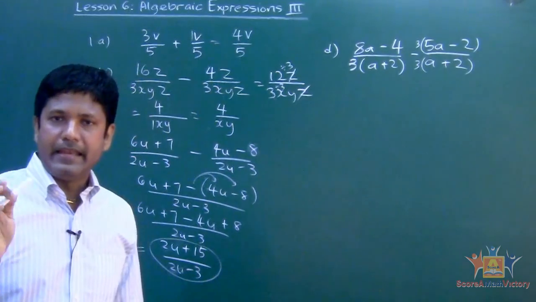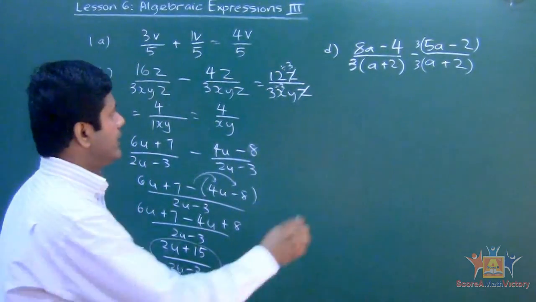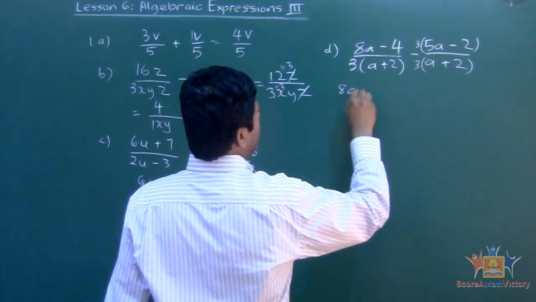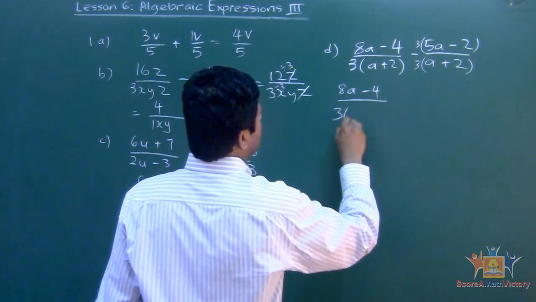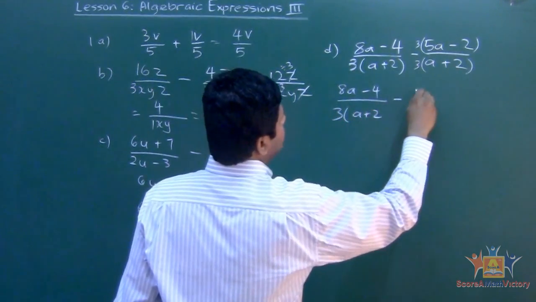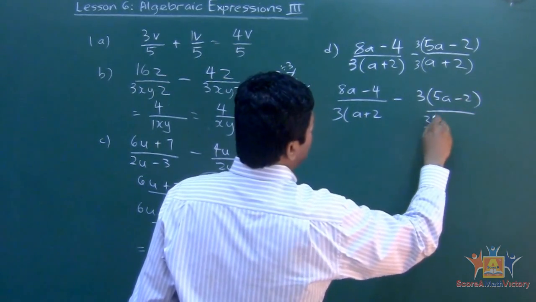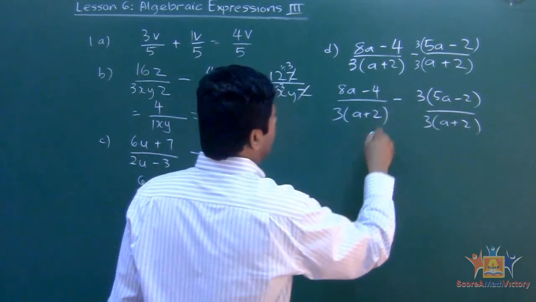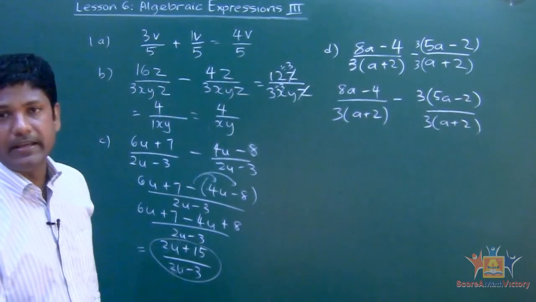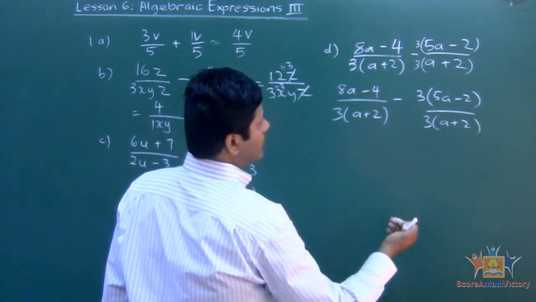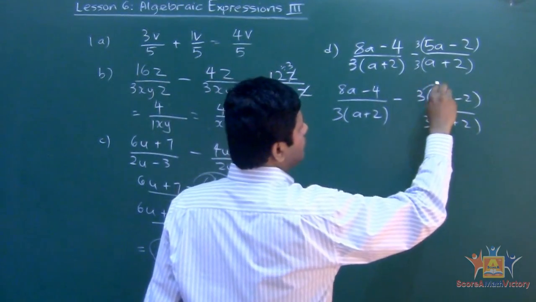See that? Now it's correct. Alright? So let's rewrite that. So it becomes 8a minus 4 over 3a plus 2 minus, so 3 times 5a minus 2 over 3a plus 2. Okay, right there. Now they have common denominator. Now you can go ahead and distribute this if you want.